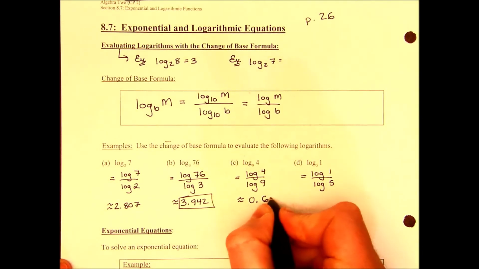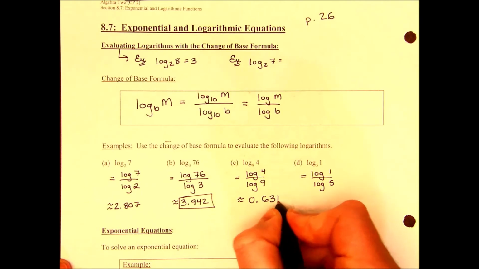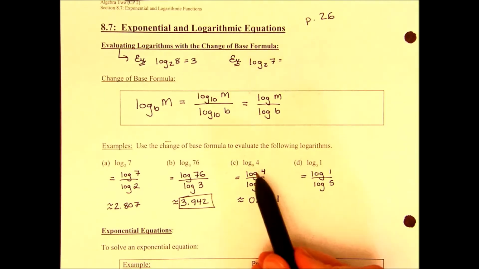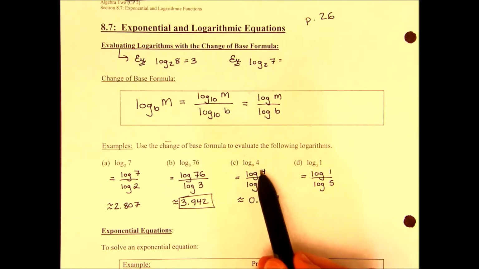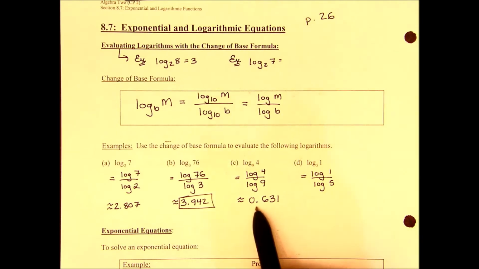Letter C, I'm getting 0.631, which means if you do 9 raised to the 0.631, you're going to get pretty close to 4. That seems a little strange, but I know if I did 9 to the first, I'd get 9, so I know I need something smaller than 1 to give me a number smaller than 9.